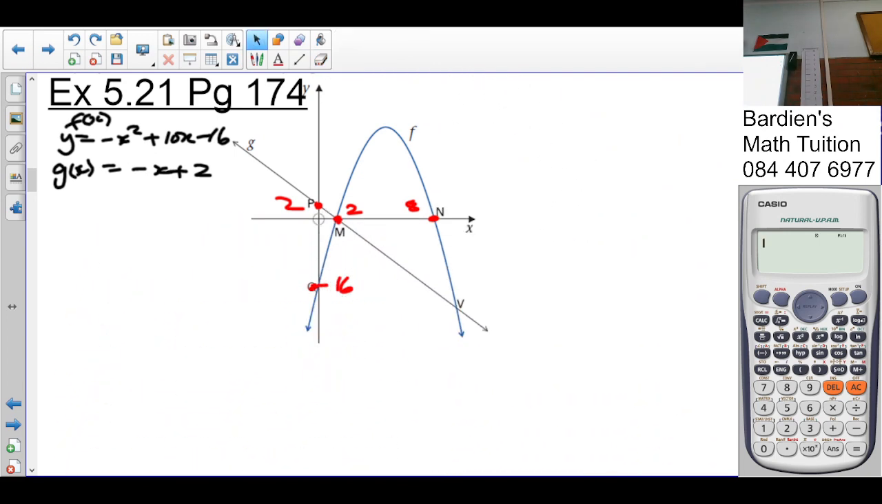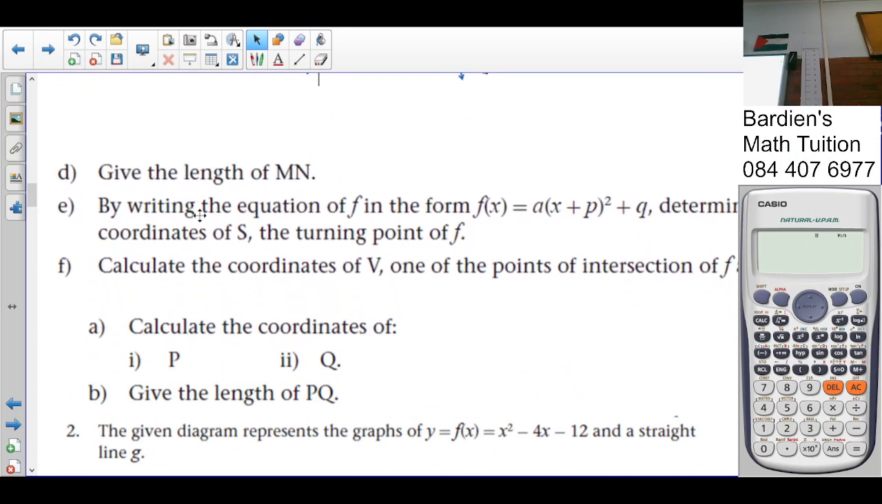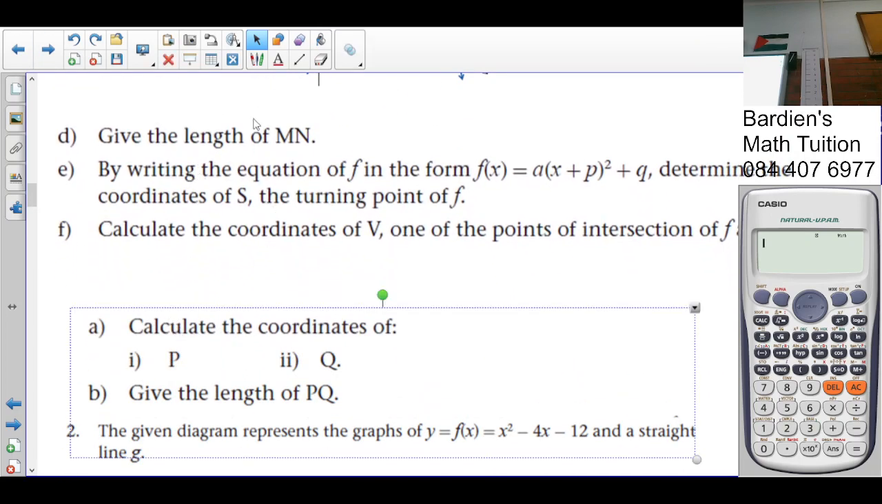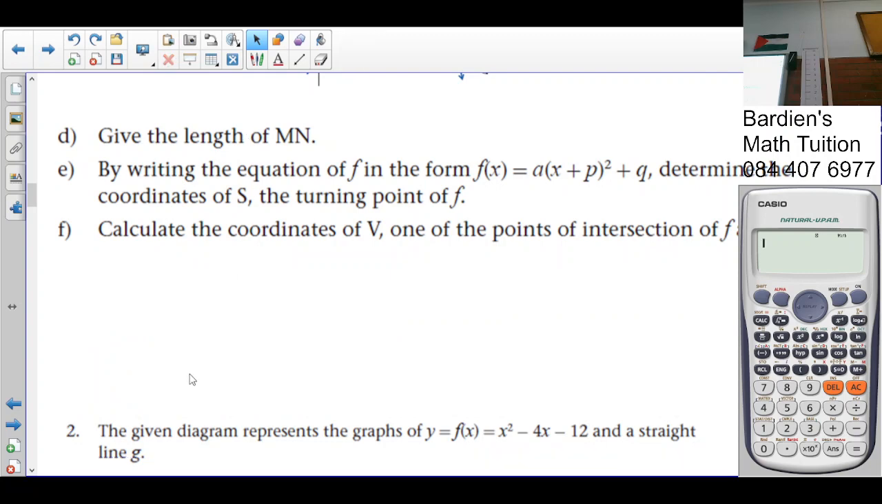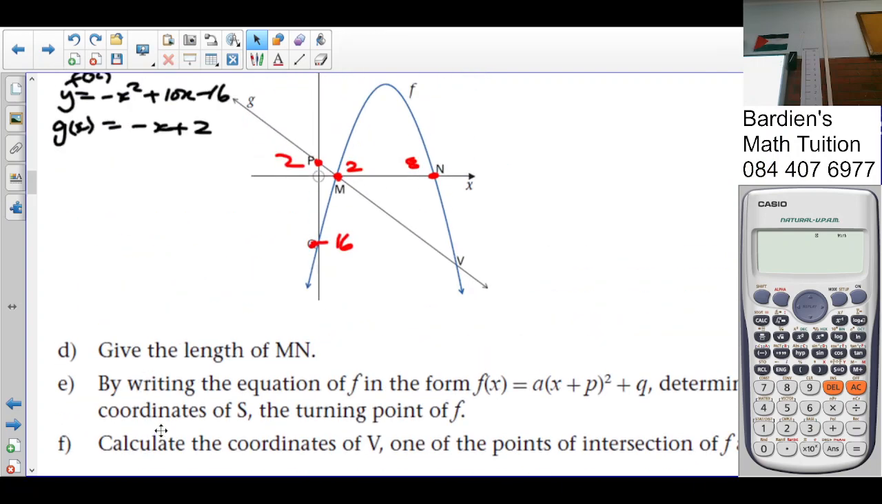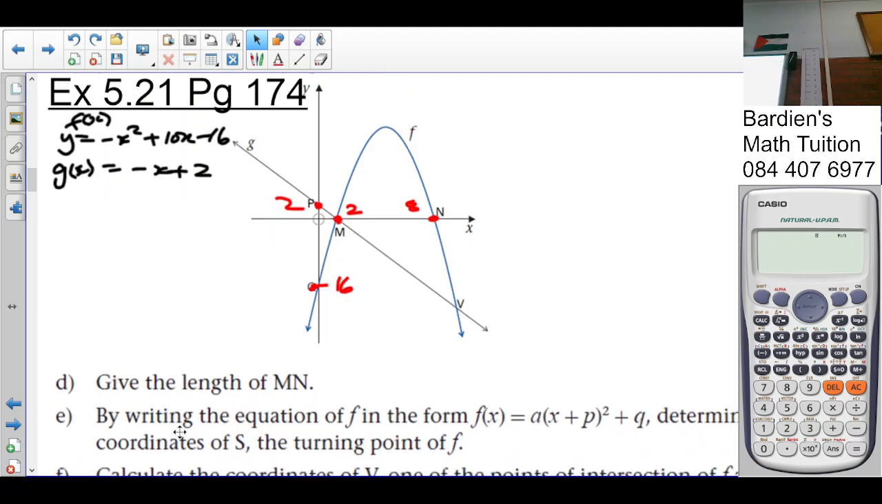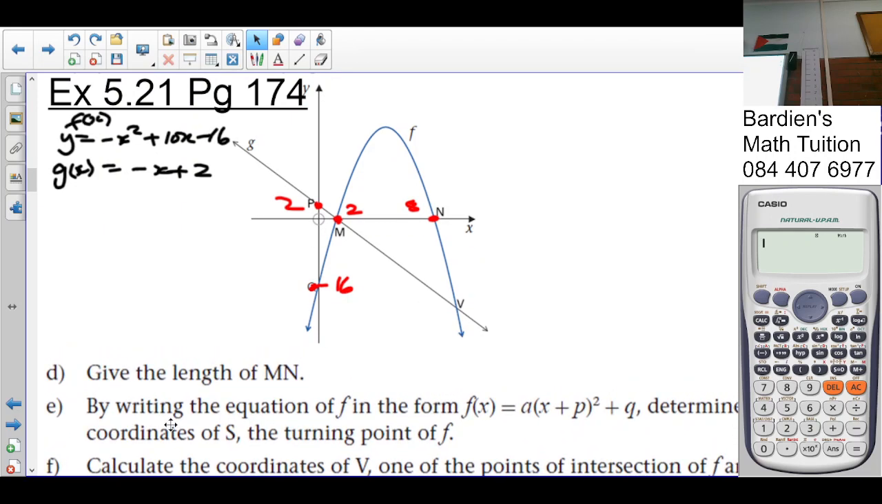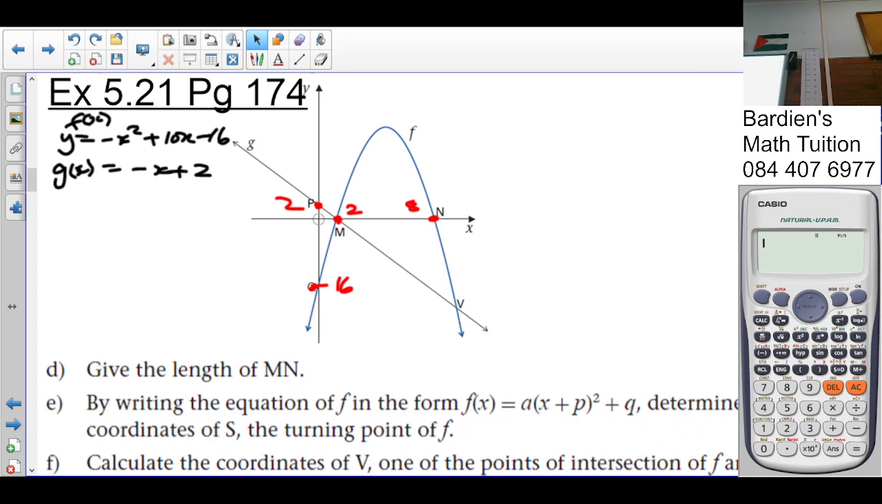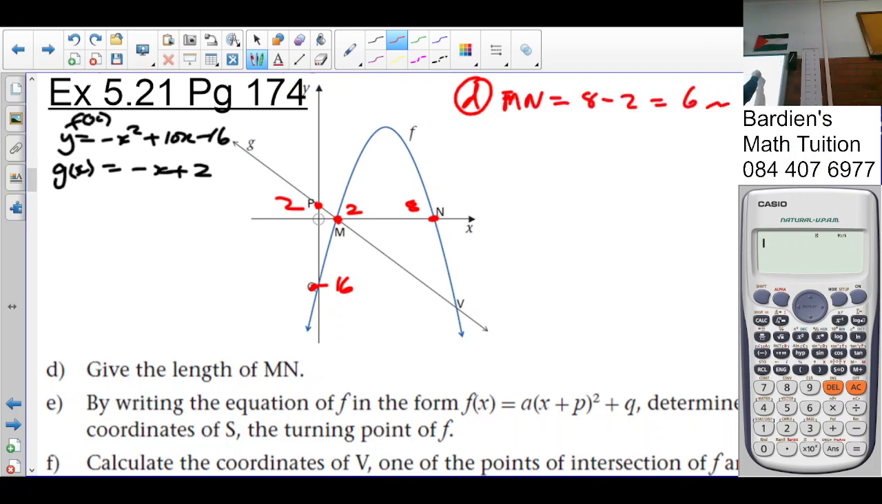Then we are told, give the length of MN. This is D. So what is the length of MN? It's going to be 8 minus 2, which is 6 units. So we can just write 6 units.